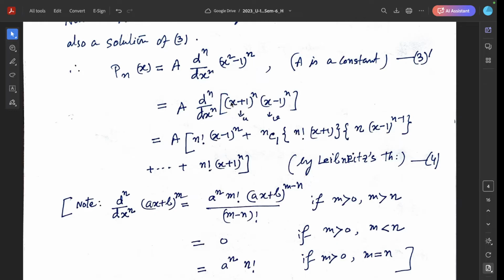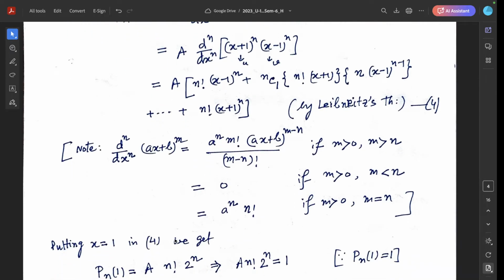(n minus 1) derivative. So the (n minus 1) derivative by this formula, with a equal to 1, is n factorial. For the term n into (x minus 1) to the power n, the first derivative is n into (x minus 1) to the power n minus 1, and the (n minus 1) derivative is this factorial into this, 1 to the power n minus 1 minus n.